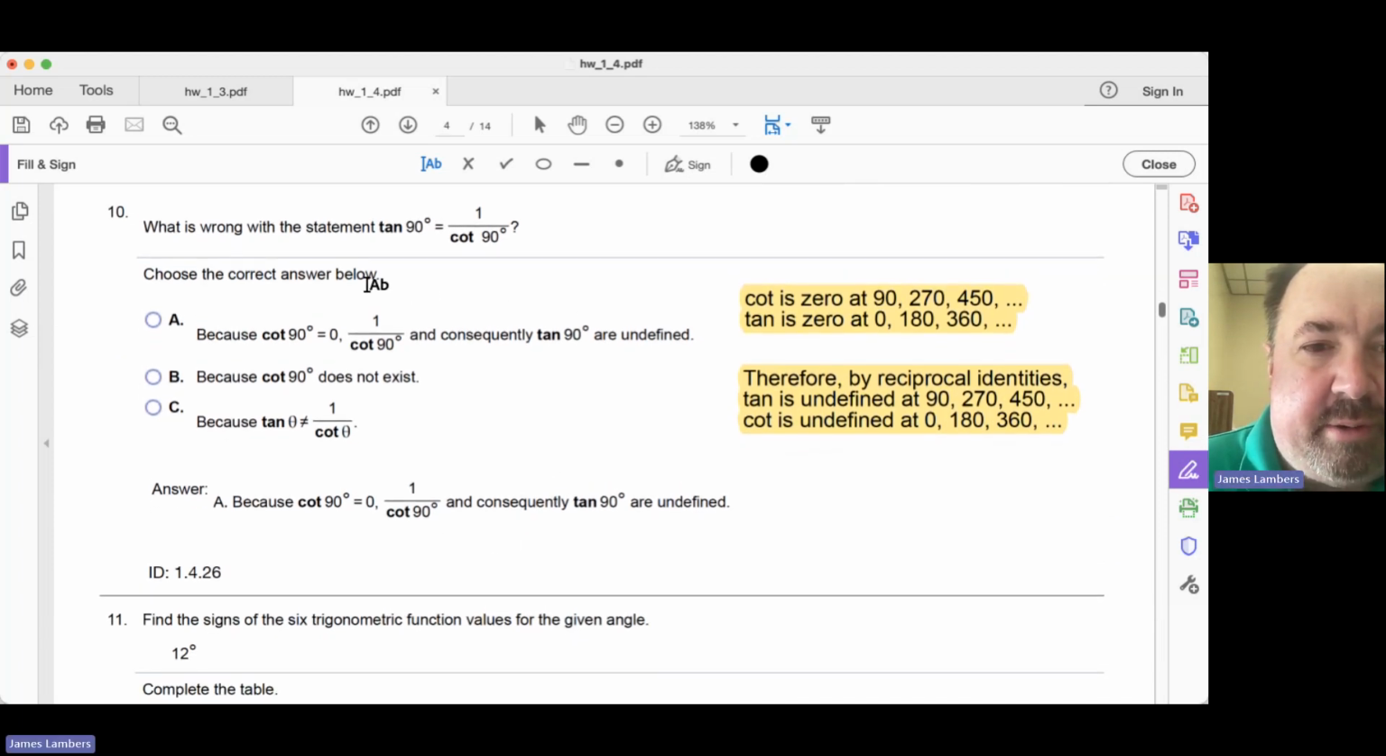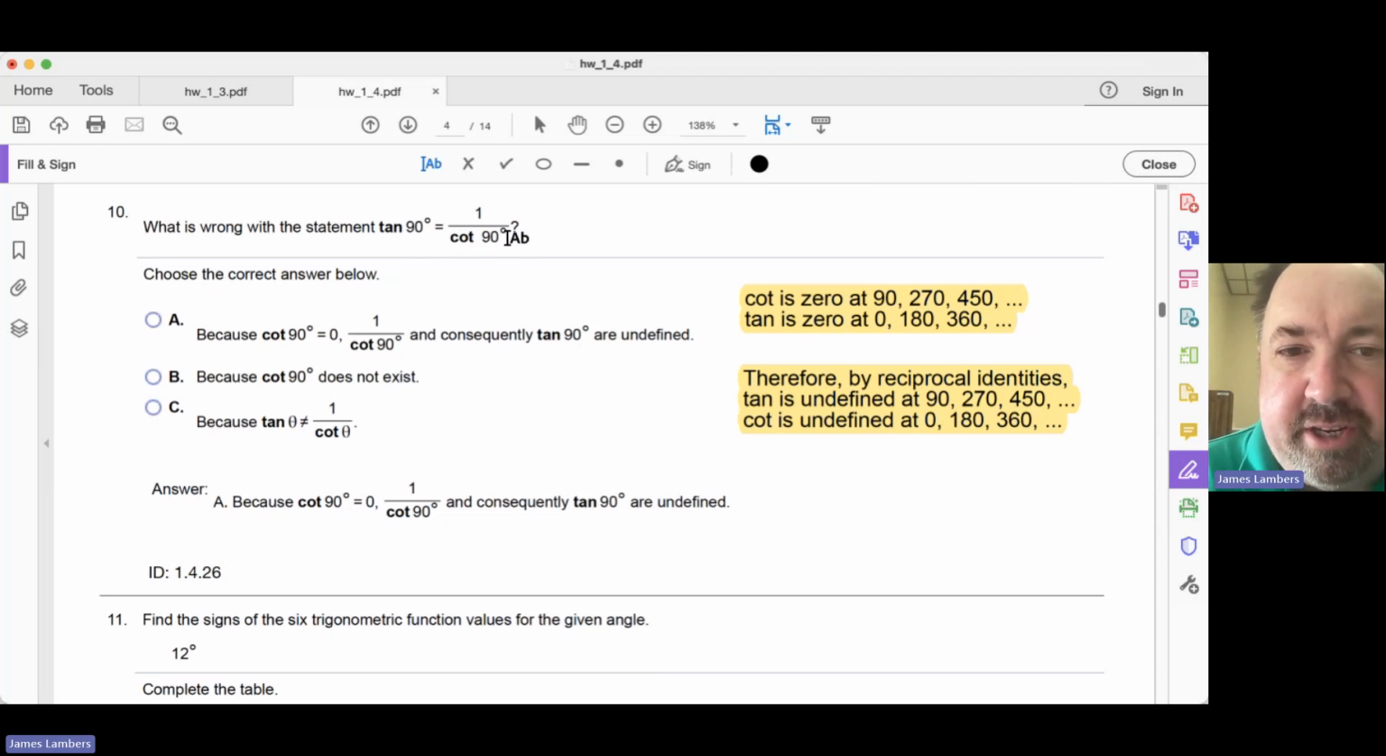Okay, here we have a statement, tangent 90 degrees equal to 1 over cotangent of 90 degrees. Now, normally you might think, oh, that's a valid statement because we have this reciprocal identity. Tangent of an angle is 1 over cotangent of that angle. The problem is, this doesn't apply if you're performing a division by 0.